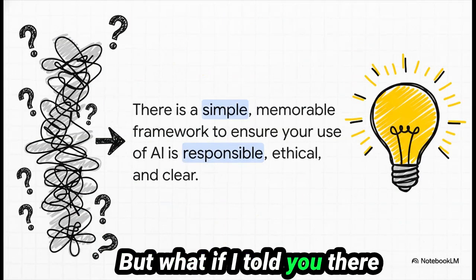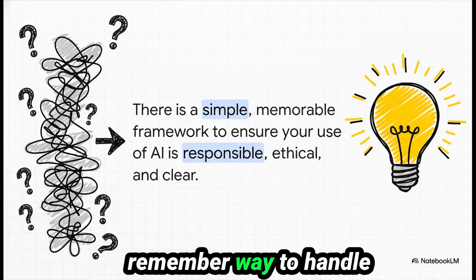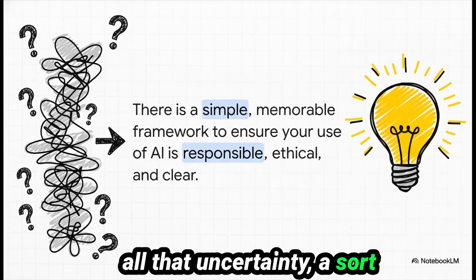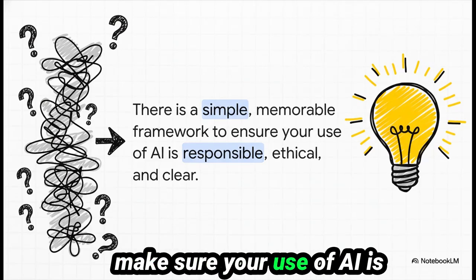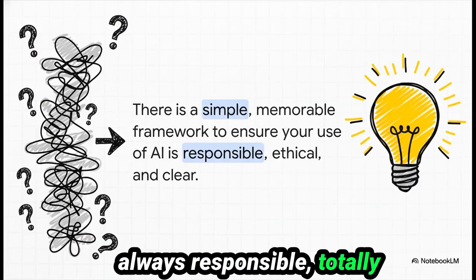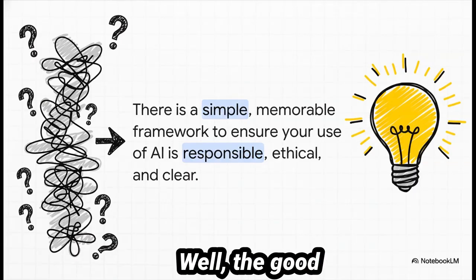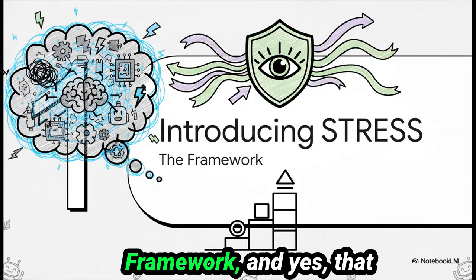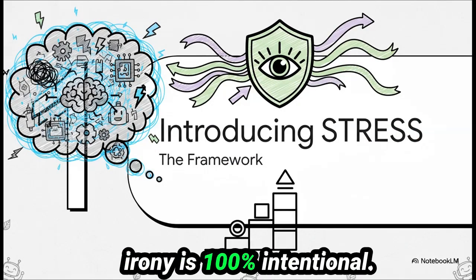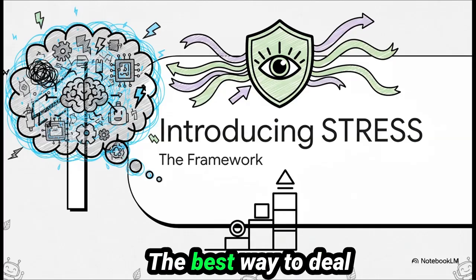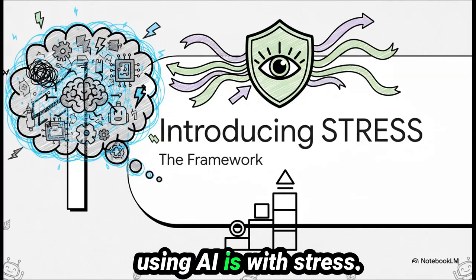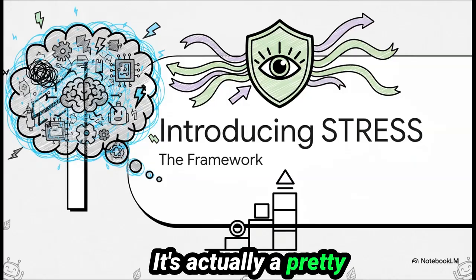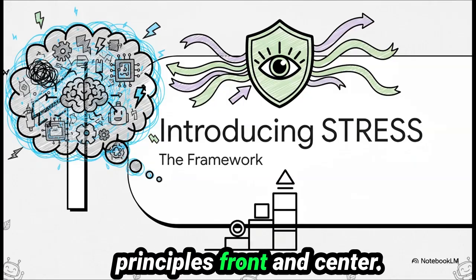But what if I told you there was a simple, easy-to-remember way to handle all that uncertainty? A sort of mental checklist to make sure your use of AI is always responsible, totally ethical, and crystal clear. Well, the good news is there is. It's called the S.T.R.E.S.S Framework. And yes, that irony is 100% intentional. The best way to deal with the stress of using AI is with stress. It's actually a pretty genius way to keep the most important principles front and center.